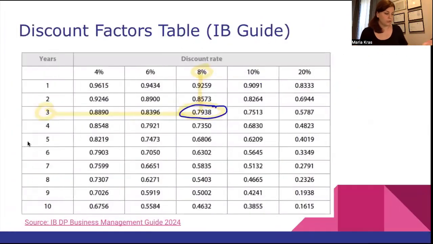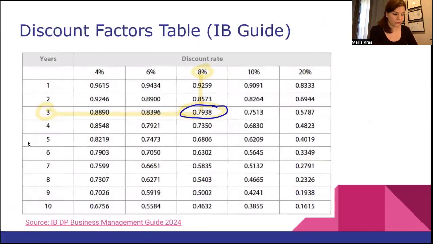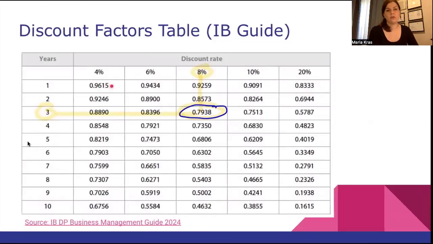Actually, let's see it on the table. You could see here that when you just need to wait 1 year for your money, and the interest rate is as low as 4%, it's almost 100% of your future payment, right? So 0.9615. However, if the interest rate is very high, like 20%, you could see how much lower the present value of the future cash flow is.